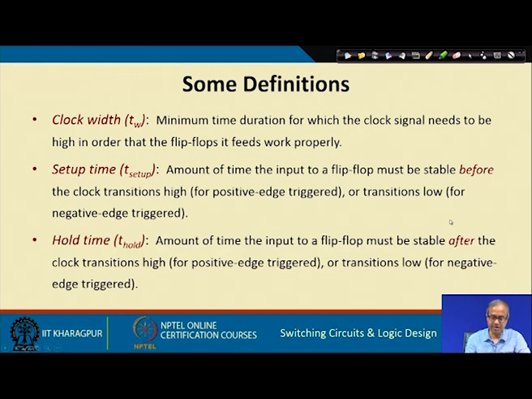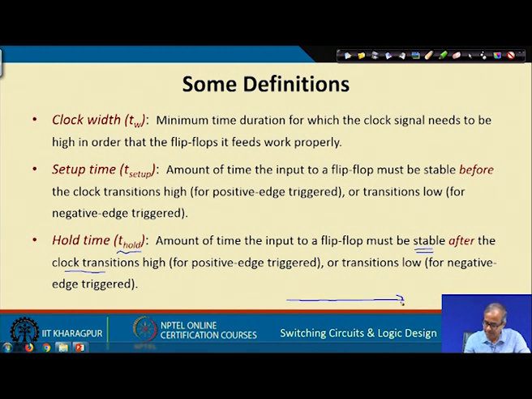So, in a similar way, you have another timing constraint called the hold time, denoted by T hold. This is on the other side of the clock edge. This is the amount of time the input of the flip flop must be stable after the clock edge comes. That means, for a positive edge triggered clock, the clock goes high, or for a negative edge triggered clock, the clock goes low.